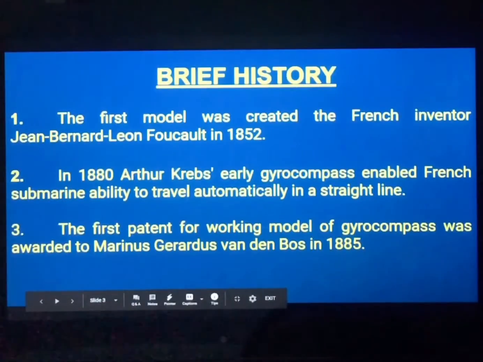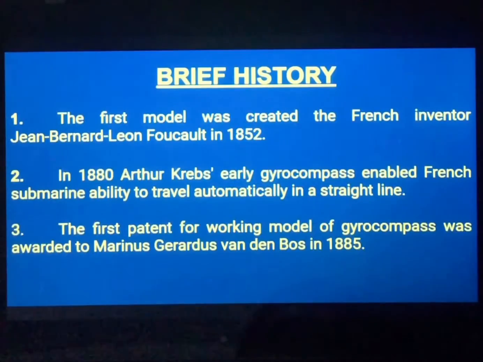The history of gyro compass started in the mid to late 1800s. The first model was created by the French inventor Jean-Bernard Léon Foucault in 1852. After it followed several failed attempts in the form of gyrostat made by mathematical physicist and engineer William Thomson. In 1880, Arthur Curbe's early gyro compass enabled a French submarine to travel automatically in a straight line.